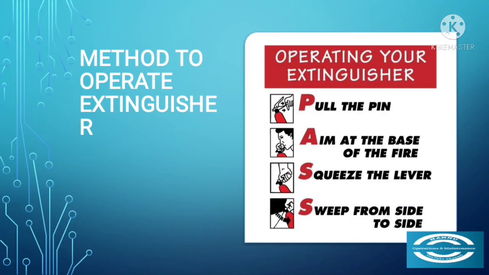Next one is how to operate the fire extinguisher. Operating a fire extinguisher: first, pull the pin. Next, aim at the base of the fire. Next, squeeze the lever. Next, sweep from side to side. You can remember it.